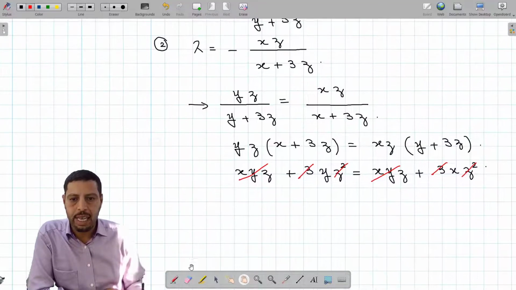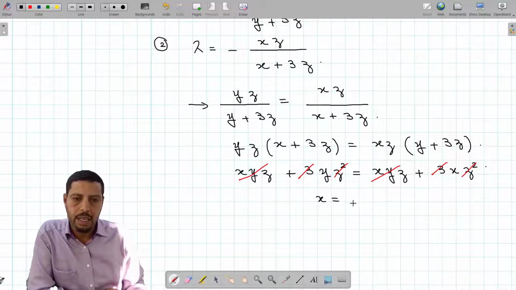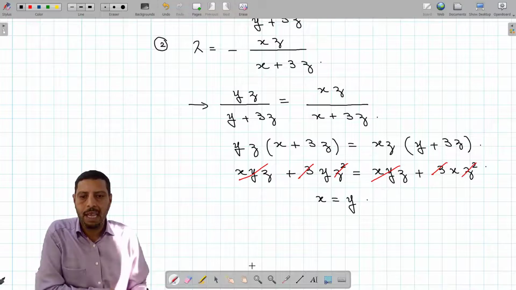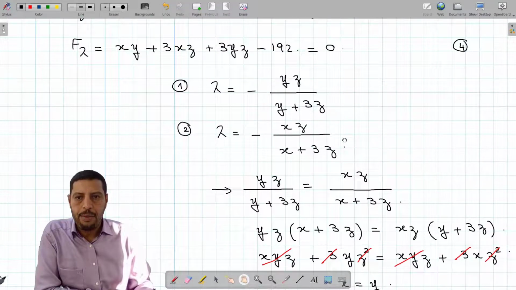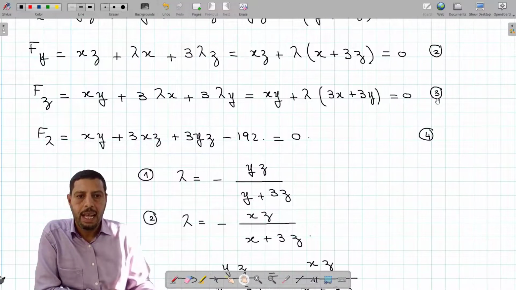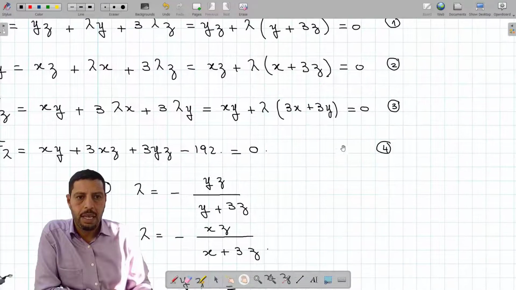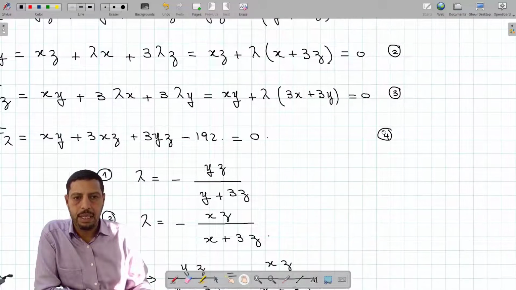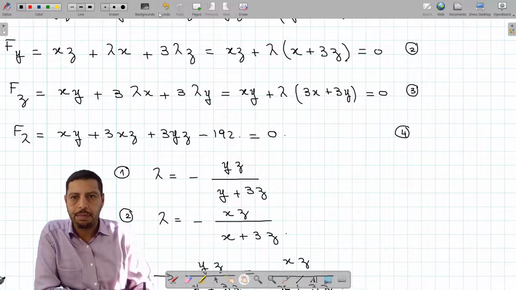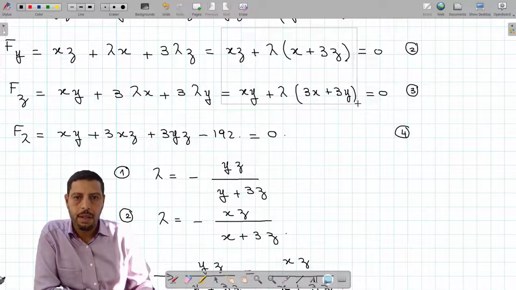Now, we concluded that x equals y, and we're going to use this equality in the next steps. Now, I will use the second and the third equality here, okay? But first, let's number them. So let's take the second and the third equations to the next page, and keep in mind that we have x equals y, okay?